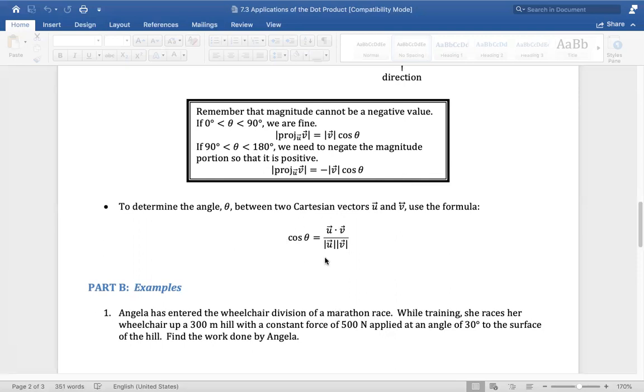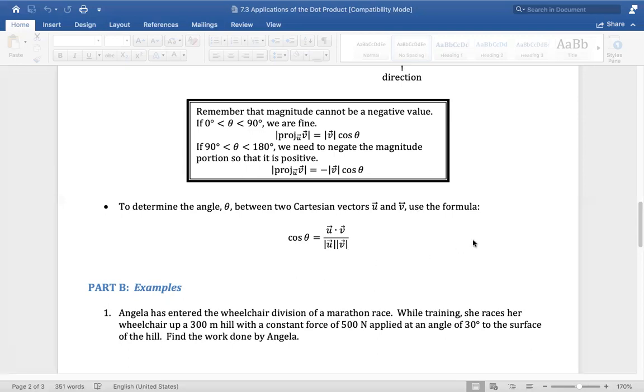Okay, here's a formula you'll be using a lot today in the homework. So in order to figure out the angle between two Cartesian vectors, we're just calling that angle theta. Okay, so I have the vector U, I have the vector V. I don't think that should have been double-sided. That should just be vector V. Use the formula: cos of theta is equal to the dot product of the U vector dotted with the V vector.